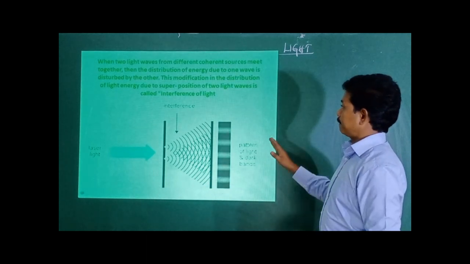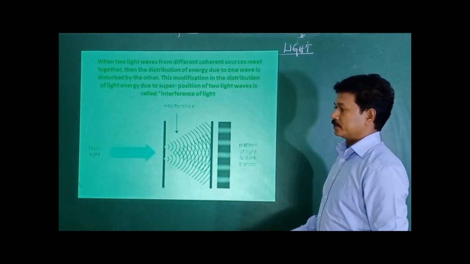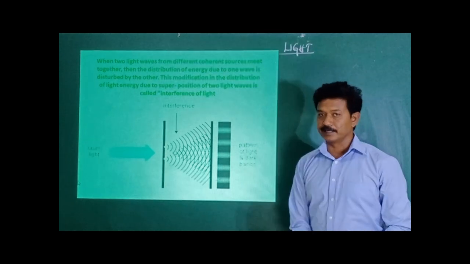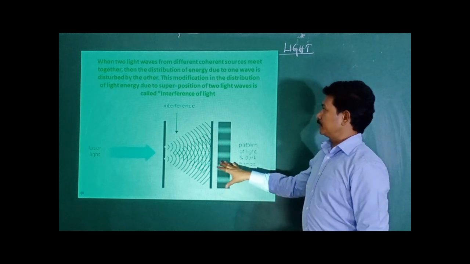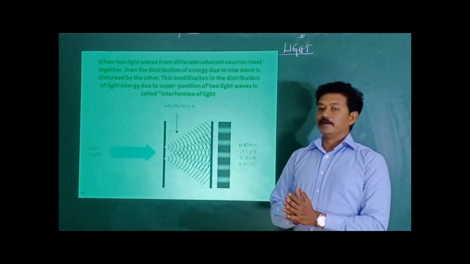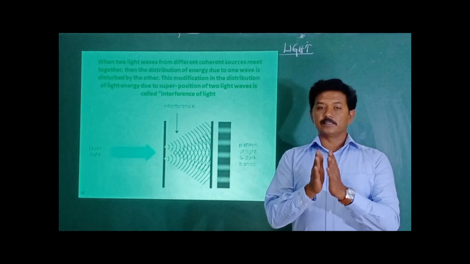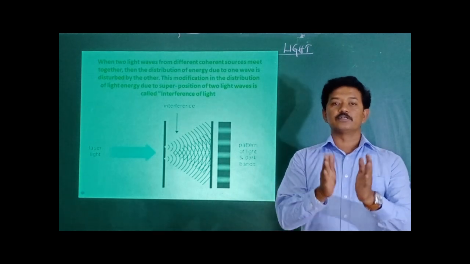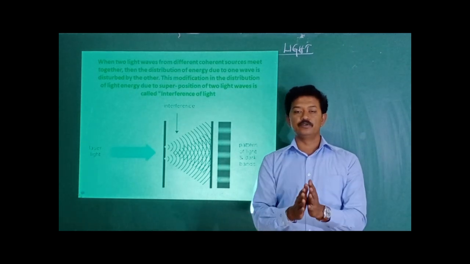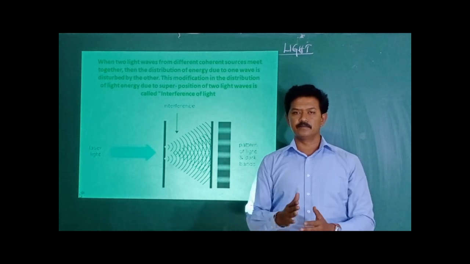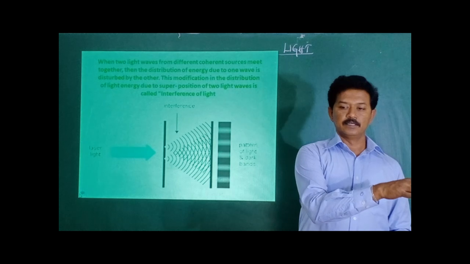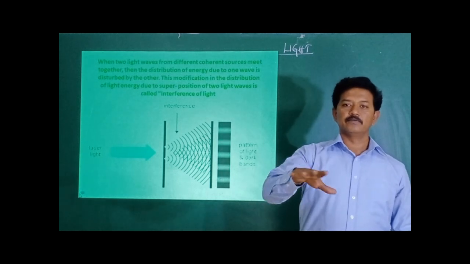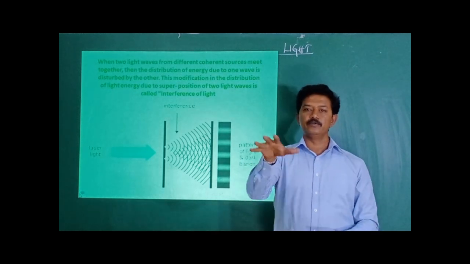Here, this phenomenon of light is known as interference. You are going to study it in your higher classes, so it's just an introduction for you. So this is what we call interference. When light rays are coming from a source of light, there is a certain distribution of energy in it. You are going to study that in your higher classes; I cannot pressurize you now. The distribution of energy in those light rays will be to a certain level and will be uniform.